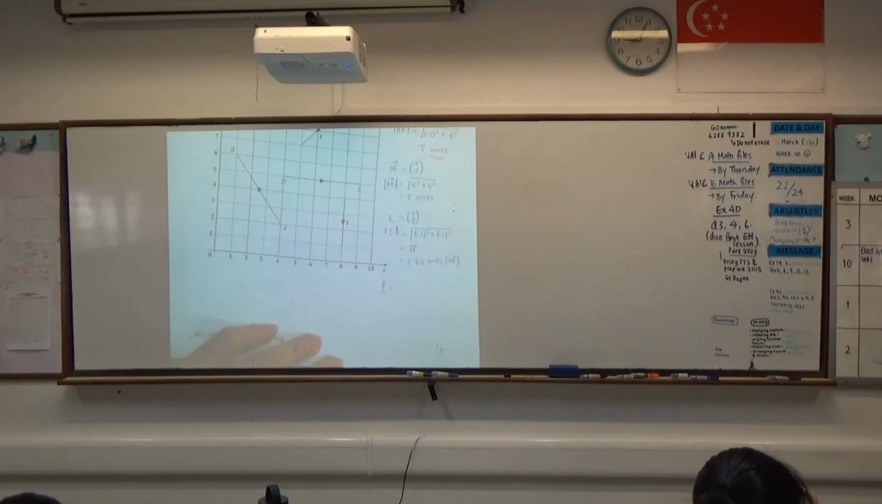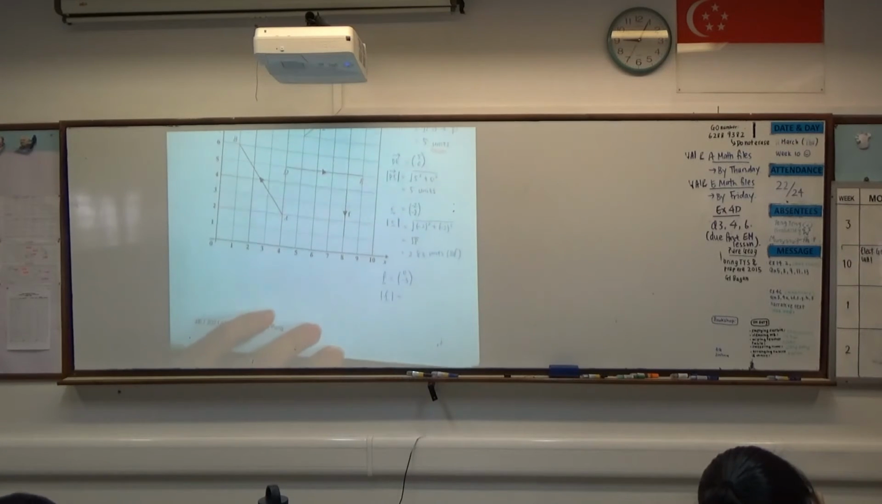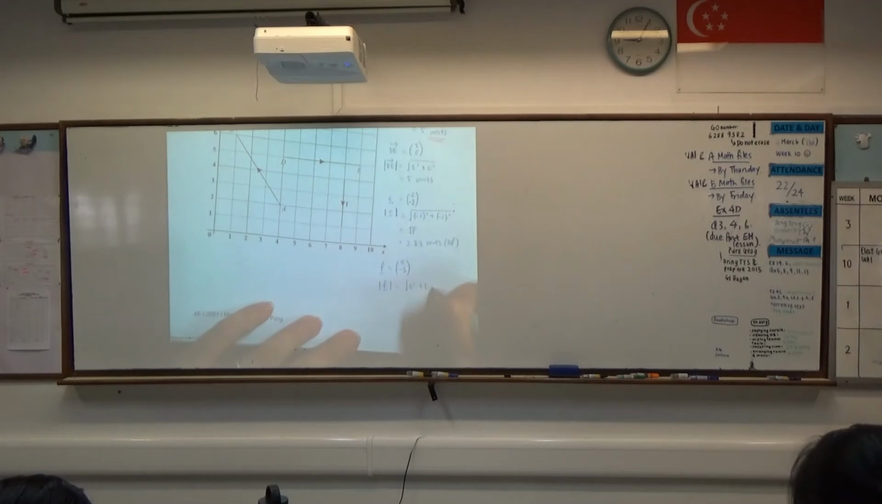Then for the vector F, what will the column vector be, Jin Yang? Sorry, 0, negative 3. Is it? Okay. So 0 and negative 3 is a vertical vector going down. So 3 units down. So for the magnitude of the vector F, that will be 0 squared plus negative 3 squared. It will be 3.